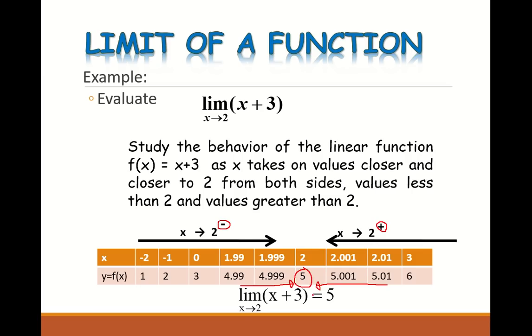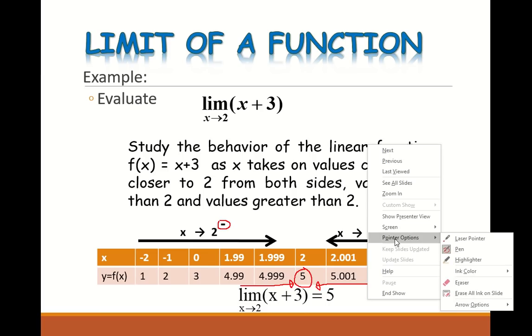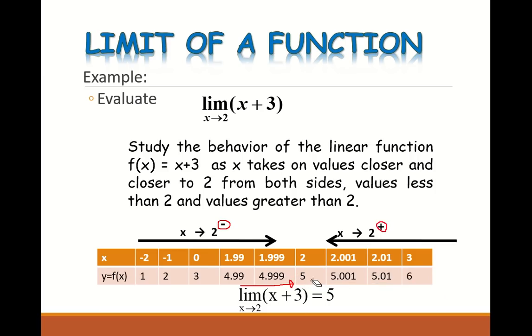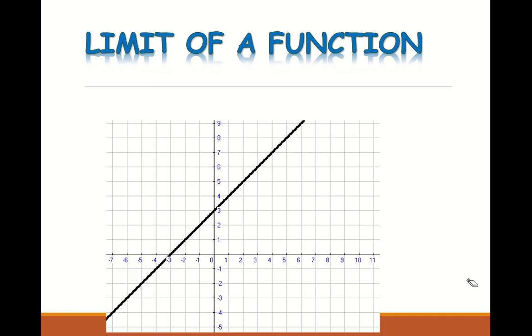Okay, so this is expressed as the limit of x plus 3 as x approaches 2 equal to 5. So this is the mathematical expression of this behavior, of this situation. I hope you understand this. Now, for example, find the limit of x plus 3 as x approaches 2. We know that in our previous illustration, this is equal to 5. So this is clearly explained from this illustration, class.